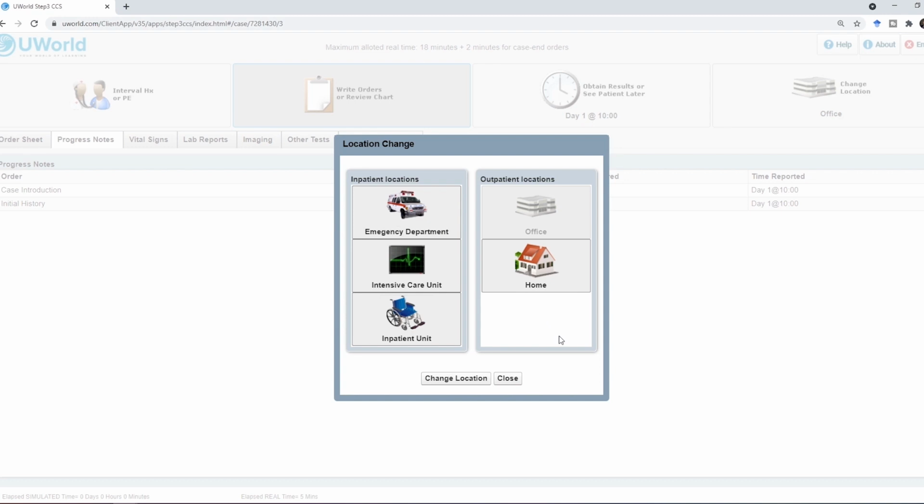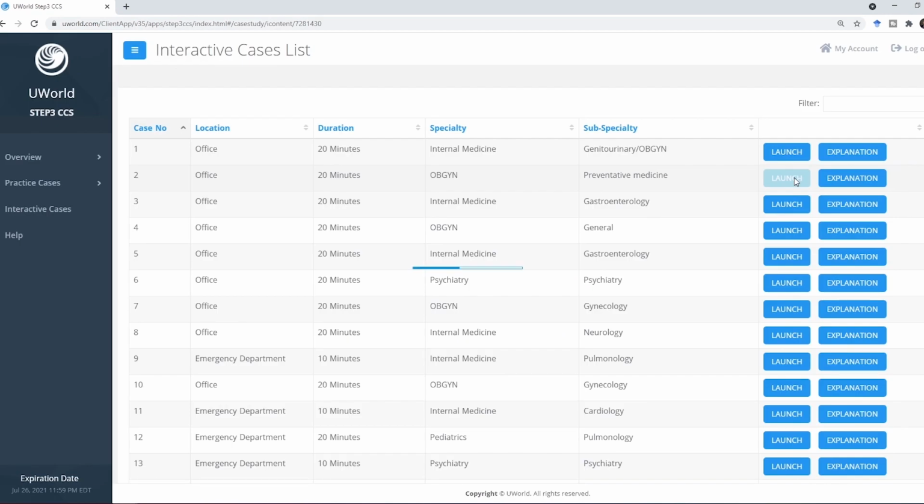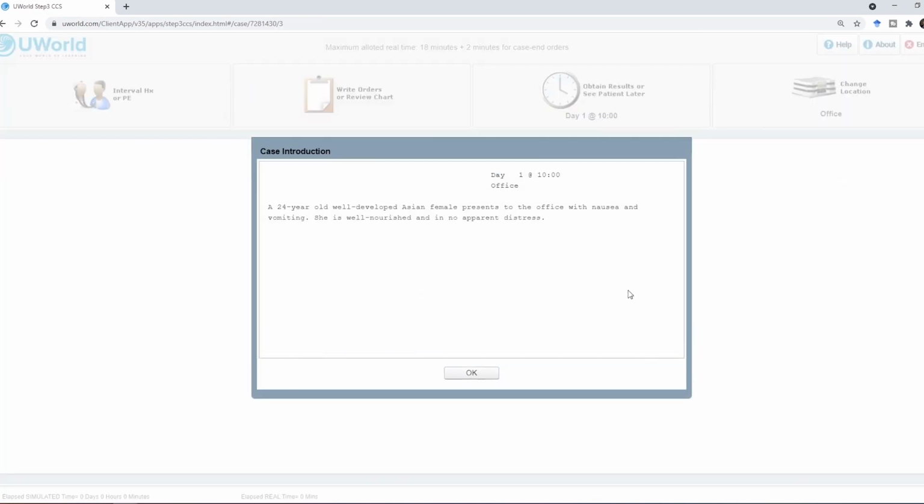Now let's go ahead and start with the management of the two CCS cases. The first screen that will be presented with is the case introduction. The patient is 24-year-old Asian female, presented to the office with nausea and vomiting. She's well nourished and in no apparent distress. So when you read the case introduction, start thinking about the differential, the acuity of the case. Does this case require transfer to the emergency department, or this is something that can be managed outpatient? Start formulating this plan, and then you'll be presented with more information that can help you narrow your differential.